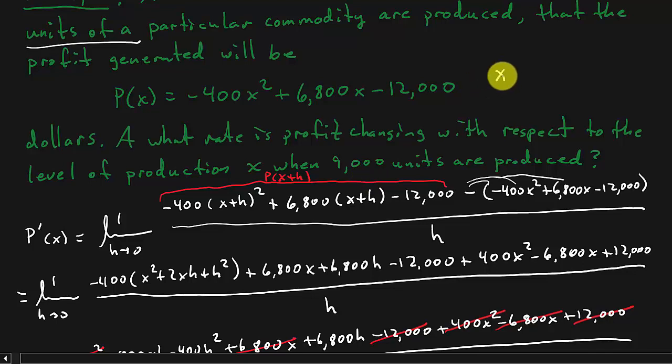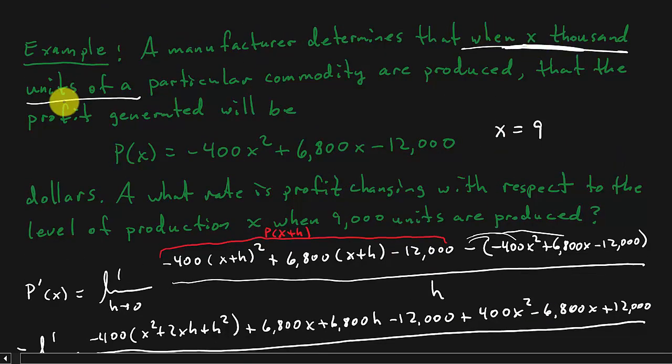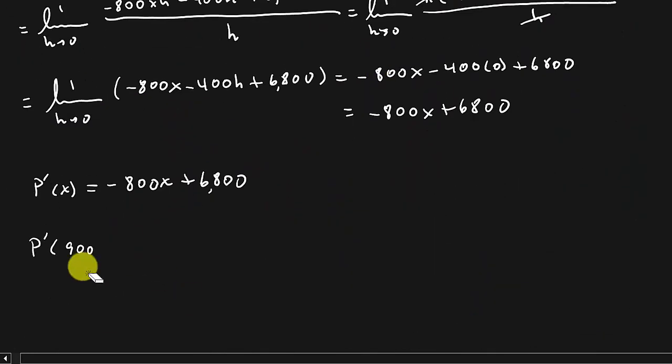So if I make x equal to 9, okay, when x is 1,000 units, so whatever x is, that represents thousands. So x equal 9 represents 9,000. So I would just evaluate this at 9. And so that's negative 800 times 9 plus 6,800. And that is going to give me negative $400.